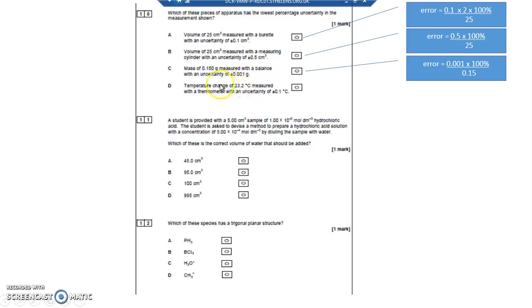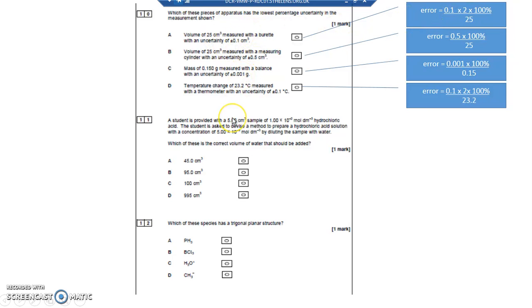Temperature change. This time we've got a temperature change of 23.2. A temperature change implies that you're measuring the temperature at the start and at the end and working out the change, so you're measuring the temperature with a thermometer twice. So it's 0.1 multiplied by 2, because you're taking two readings, multiplied by 100% divided by 23.2. And the lowest value is the top one.